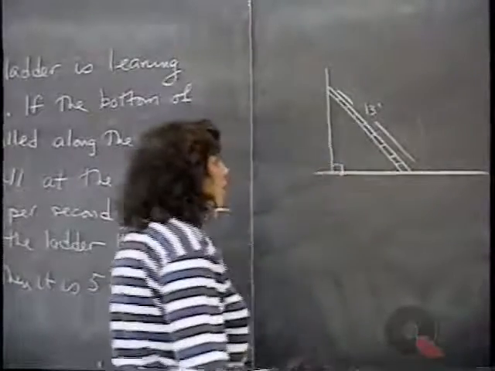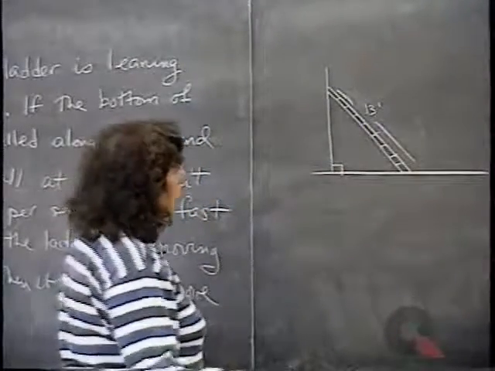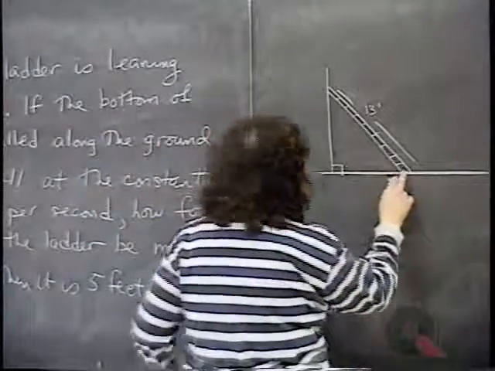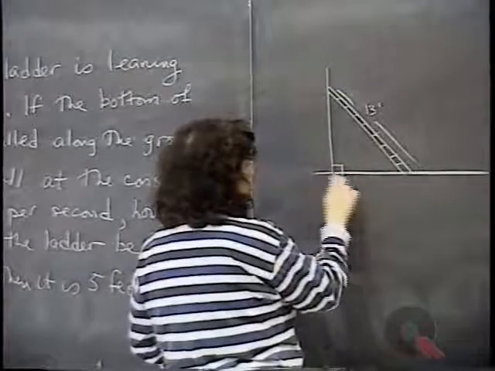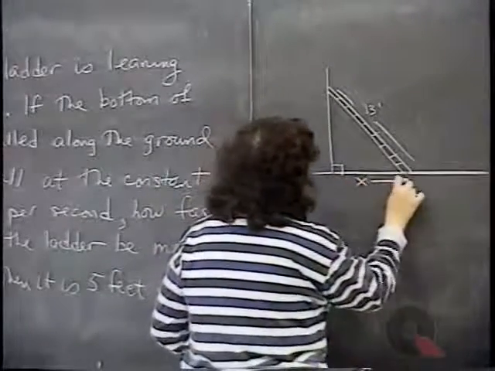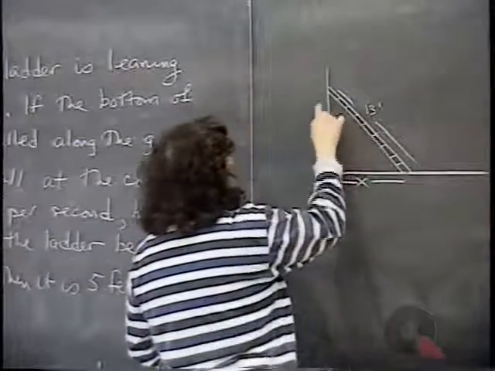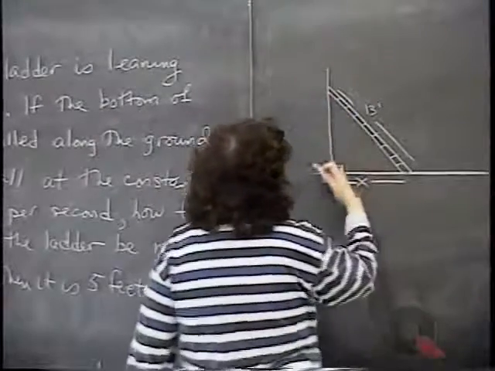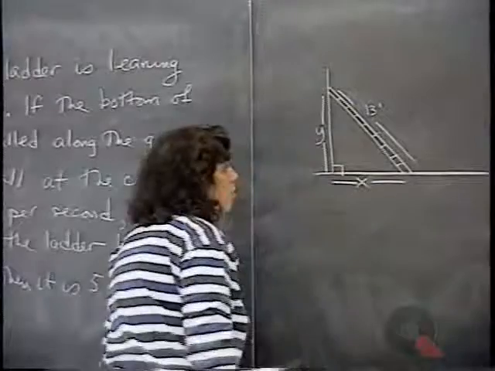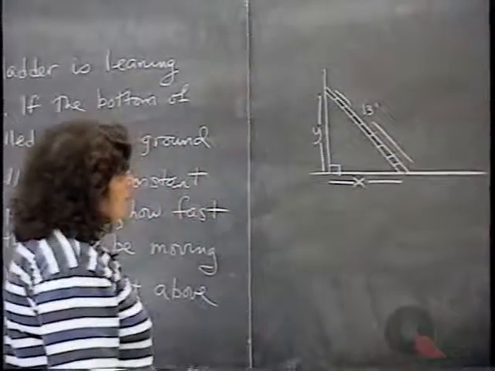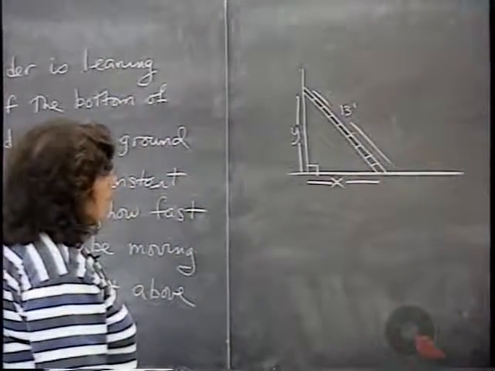And this is our right angle. We have two variables. We have the distance of the bottom of the ladder from the base of the wall here. Let's call that x. And we have the height of the ladder on the wall, how high it reaches up on the wall. Let's call that y. Now let's understand what's happening here.